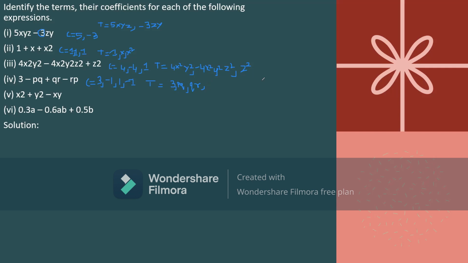Minus PQ. So sorry, I did not do it right, and I apologize for that mistake. I'll not repeat it again, and I promise you. I'm doing it wrong again and again. So it's minus what? PQ, understand? Next one is QR, then it's minus RP or minus 1 RP.